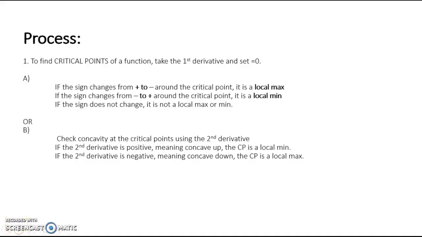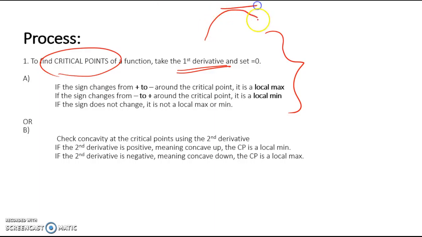All right, so we're working on the 4.1 and 4.2 section homework. I kind of just wanted to lay out an overview of the process. If we need to find critical points of a function, we take the first derivative and set it equal to 0, because at the critical points, the slope is 0, and that's what the first derivative is telling us.